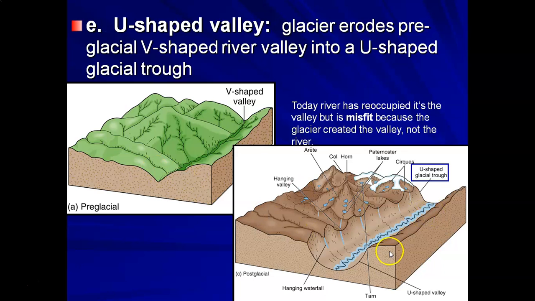Now that the ice is gone in this image, what winds up happening is these valleys are now reoccupied by rivers, and the rivers are said to be misfit. Of course, it's misfit because this river did not create this valley. This valley was created by a glacier. And so we're going to have rivers filling in the tributaries, but they're all misfit.